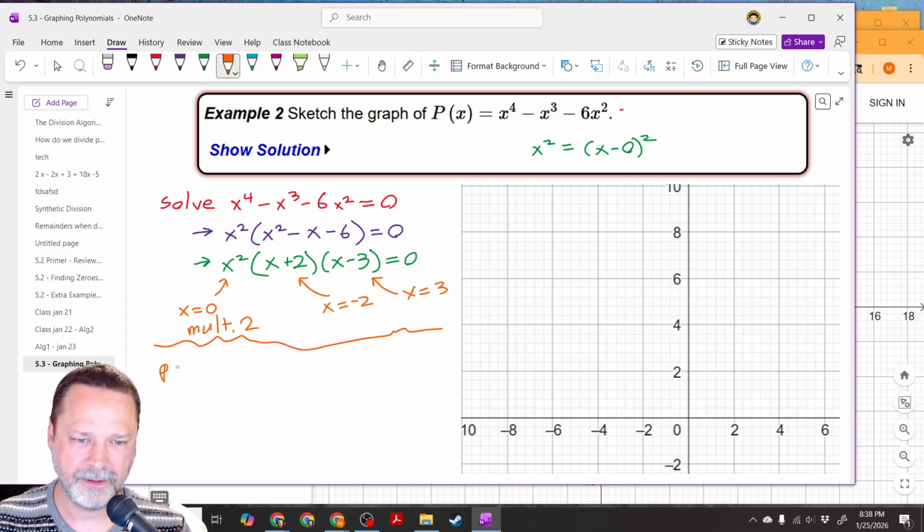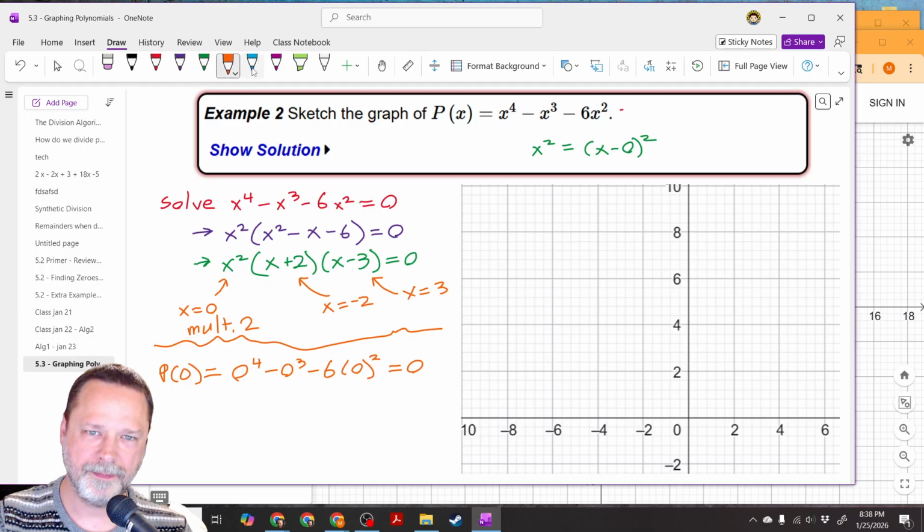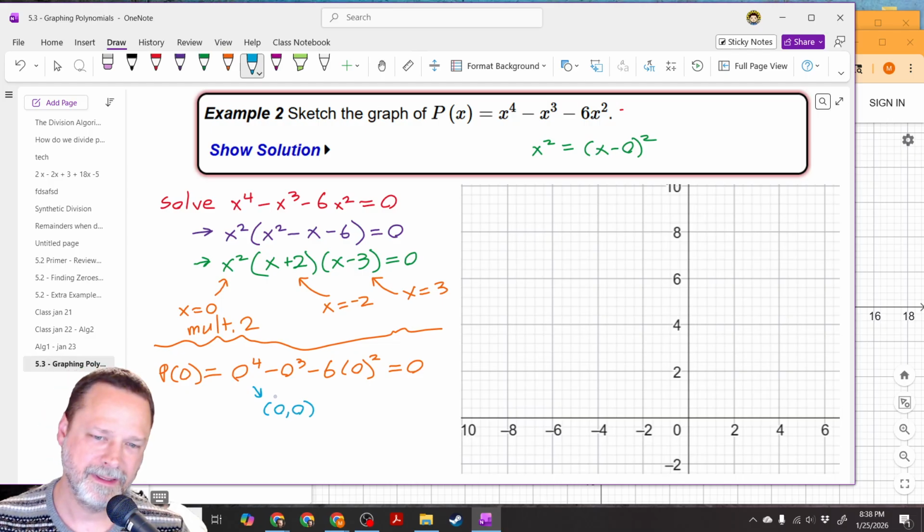So p of 0. What's p of 0? That's going to be 0 to the 4th minus 0 cubed minus 6 times 0 squared. Oh, you got to love it. That's 0. So we got more points. That gives us a point at 0, 0.